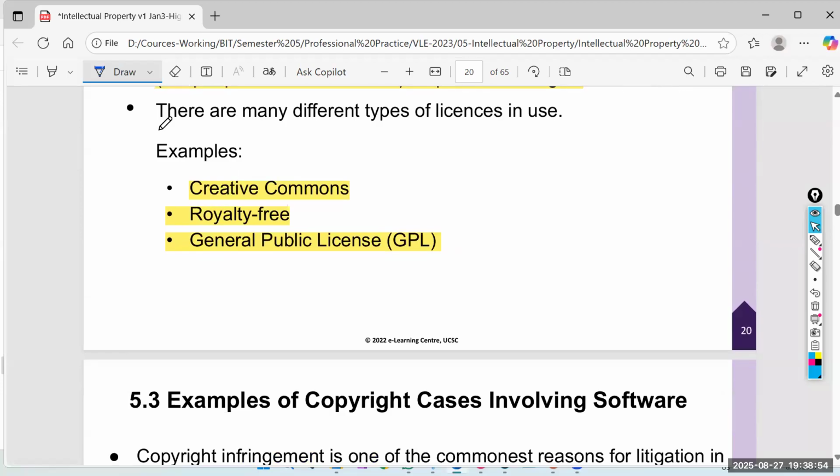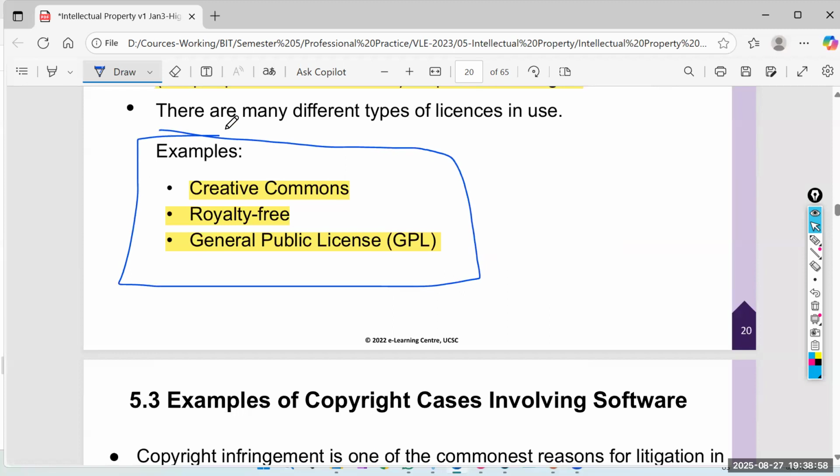So there are different types of licenses. Remember, we discussed those things in semester one also: GPL, Lesser GPL (LGPL). There are variations of GPL, like Apache licenses.